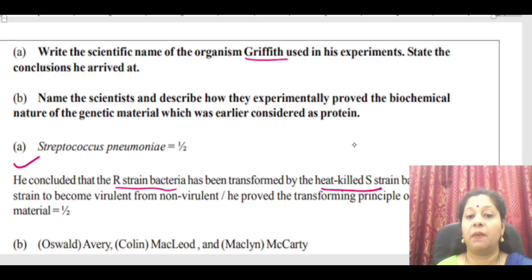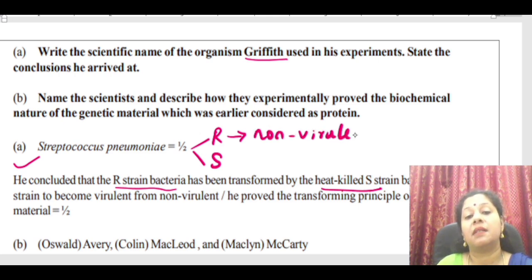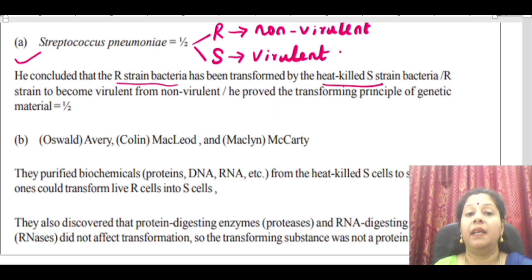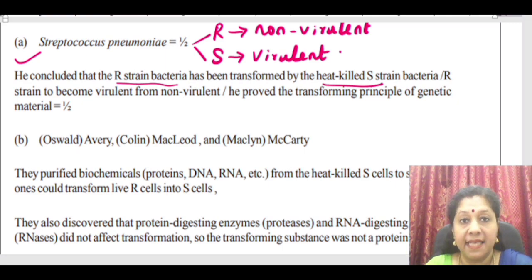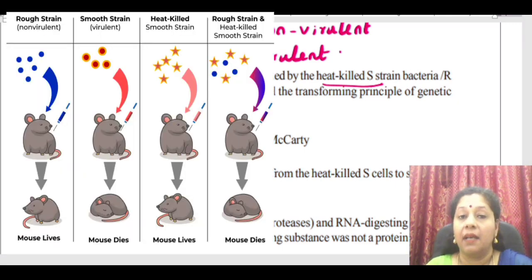Actually, if you remember the experiment, he used 2 types of Streptococcus pneumoniae, R strain and S strain. R strain is the rough strain, which is non-virulent, or it cannot cause pneumonia. Whereas S strain has a smooth polysaccharide coat. As a result, it is the virulent type which can cause the disease. He injected them into the mice. First, when he injected R strain, the mice lived because there is no disease. When S strain was injected, the mice died due to pneumonia.